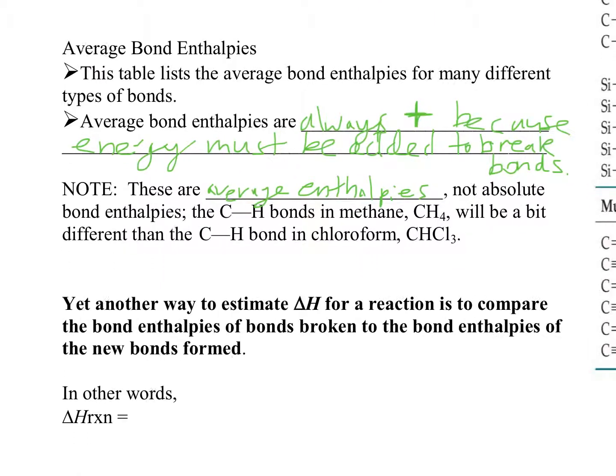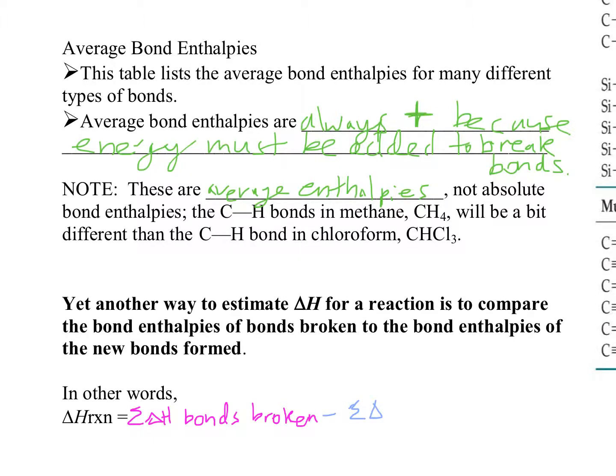There are going to be several ways to calculate delta H, but since we're learning about bonds and their bond energies right now, we're going to only focus on the delta H of bond energies. Our equation for that is the sum of our delta H's of bonds broken minus the sum of our delta H's of bonds formed.